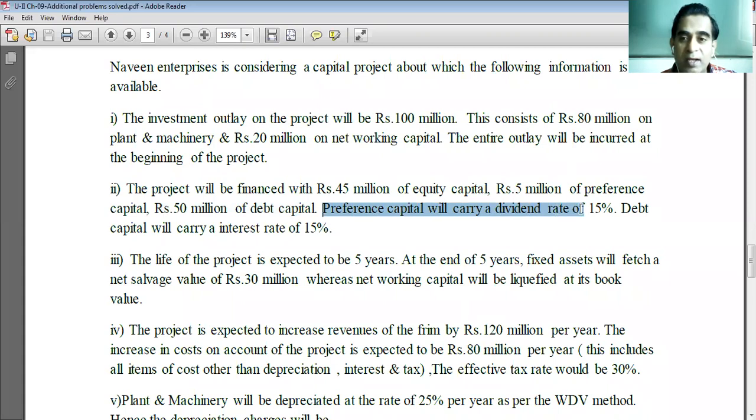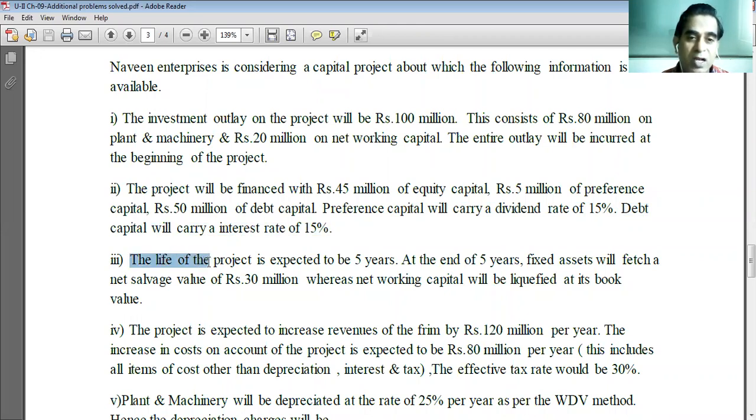Preference capital will carry a dividend rate of 15%. Okay, so every year the company has to pay 15% dividend to preference shareholders. Remember this. And the debt capital will carry an interest rate of 15%. So every year the company has to pay 15% interest on the loan taken. Okay, so remember this, you should not forget.